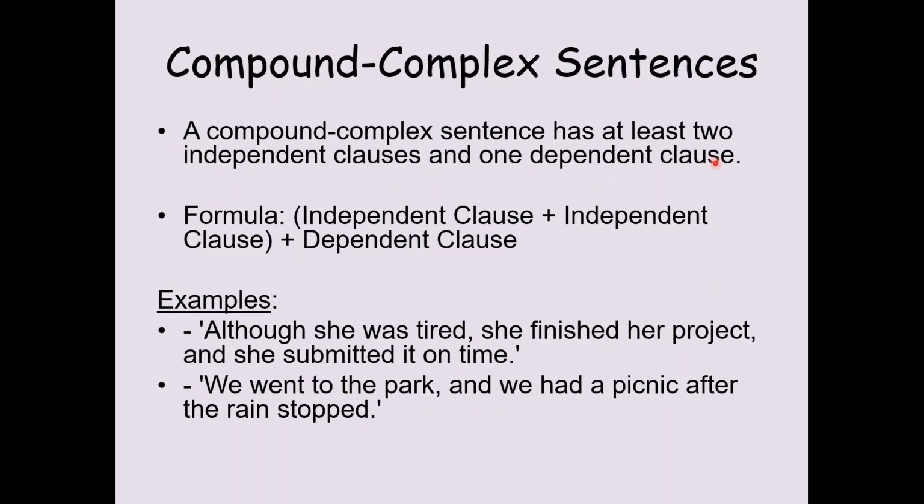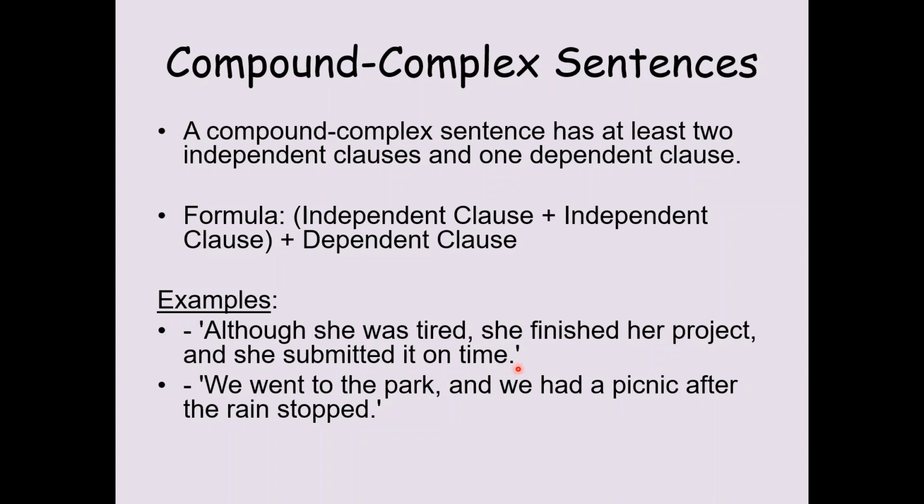Another type of sentence is called a compound complex sentence. A compound complex sentence has at least two independent clauses and one dependent clause. So there's a formula. Independent clause plus the independent clause plus a dependent clause. All right, so we have the independent clause plus another independent clause as well as a dependent clause. Example: although she was tired, she finished her project and she submitted it on time.